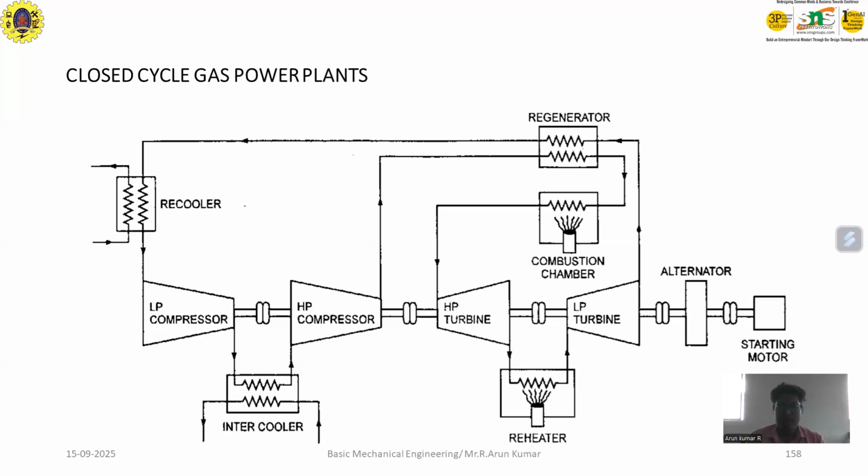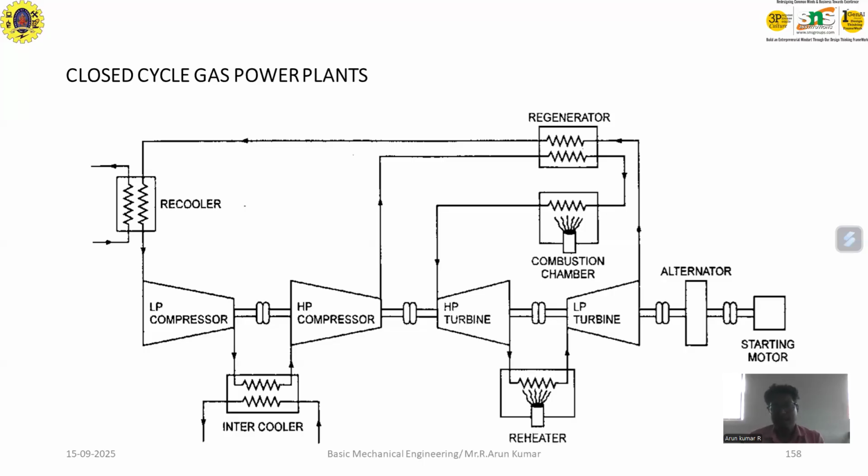Again, it is processed to the same low pressure compressor, then further to the high pressure compressor. Then again the process goes through the regenerator, combustion chamber, low pressure turbine, and again the high pressure turbine. So this combination is used to generate the power. Here the more efficient cycle is called the closed cycle gas power plant.